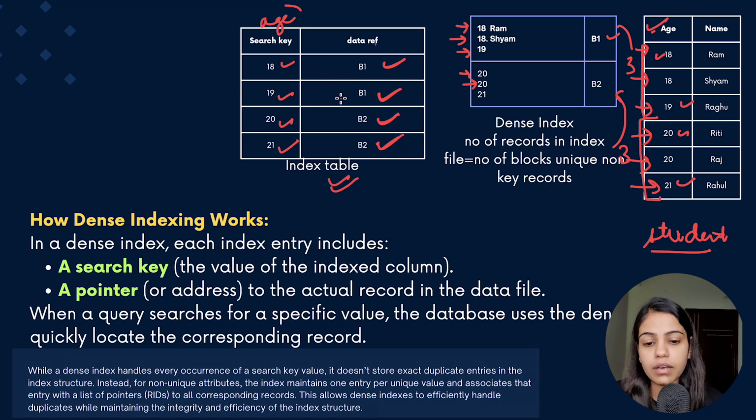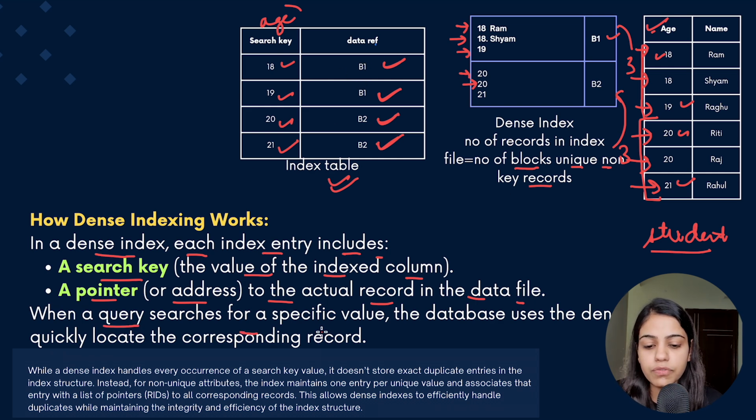So here you can see that the number of entries present in the dense index is equal to the number of unique non-key records. Now, how does dense indexing work? In a dense index, each index entry includes, first, the search key, the value of the indexed column. The second is a pointer or address to the actual record in the data file. So this pointer tells us where that particular actual record is stored.